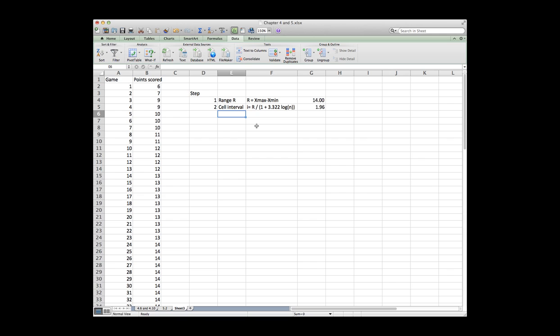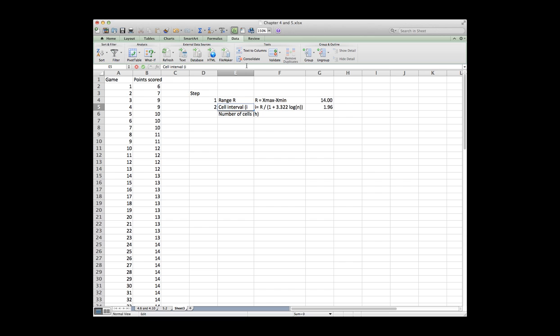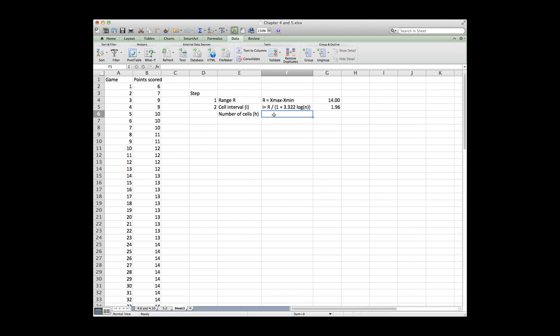Okay, the next question with this step number 2 is, how many cells are we going to have? So I'll put number of cells, and H is what we call the number of cells. We'll put an I up here for cell interval. And we can use a nifty formula where H equals R divided by I. So I'm going to go H equals the range divided by the cell interval. Okay, so we're going to have about 7 cells. Let's just round down, 7 cells.